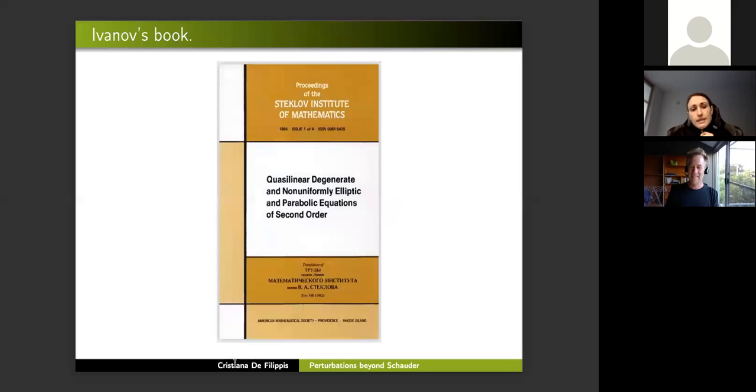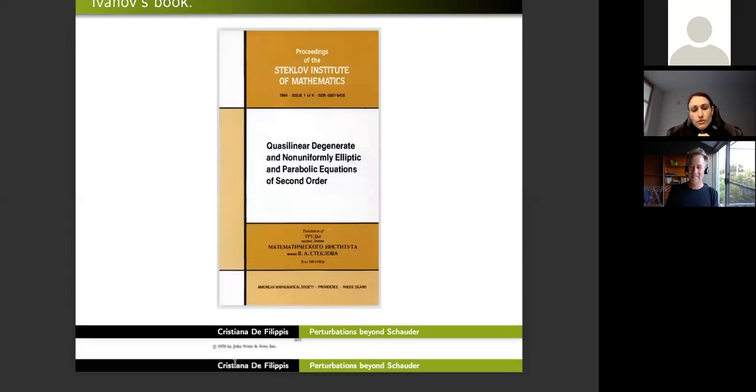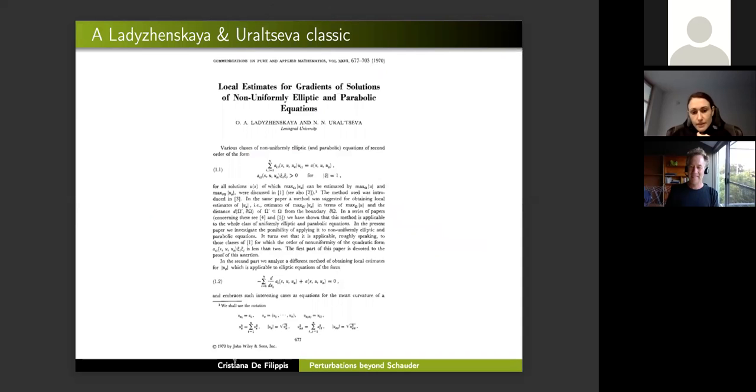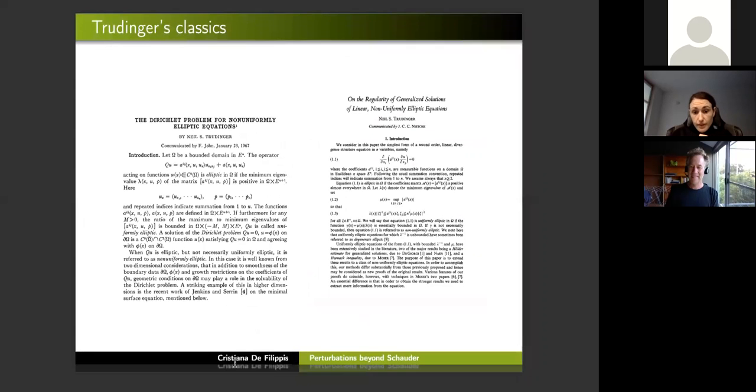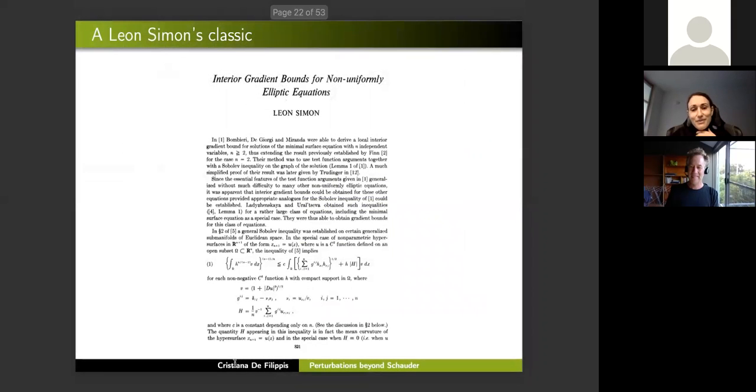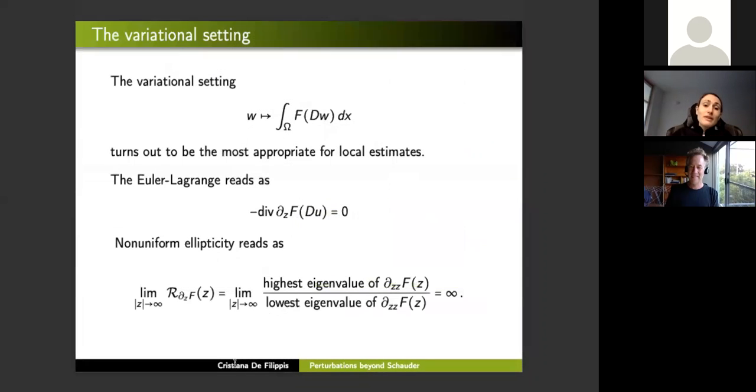Now some classics: the book by Ivanov, the paper of Ladyzhenskaya and Uraltseva, the work of Schauder. This is just a gallery of classics, works of Leon Simon.